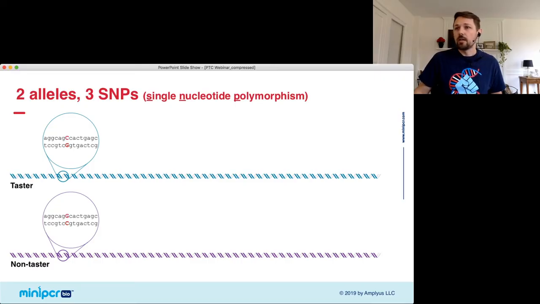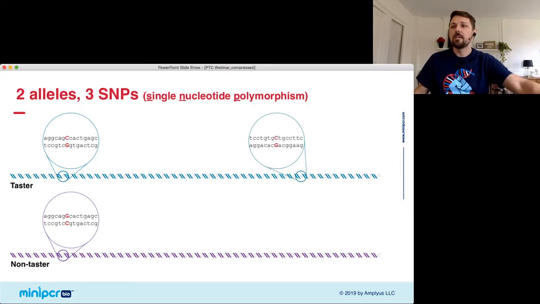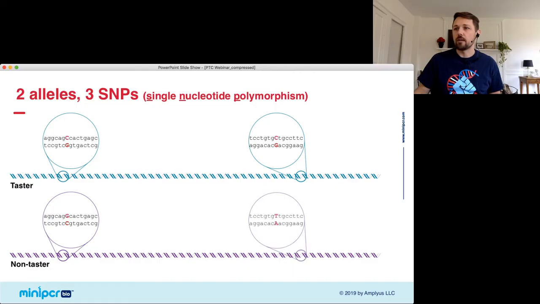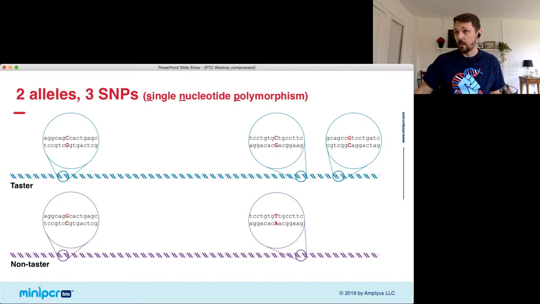I go along, again, nothing of interest until I get to base pair 785. At base pair 785, on the coding strand of the taster allele, there's a C. On the coding strand of the non-taster allele, there's a T. And again, all the same until you get to base pair 886. On the coding strand of the taster allele, there's a G. On the coding strand of the non-taster allele, there's an A.